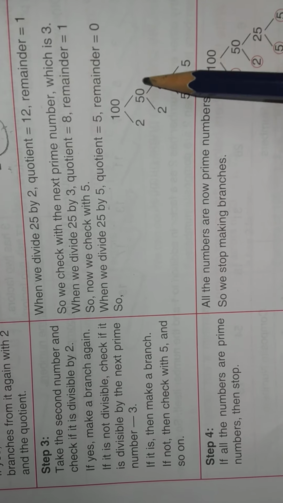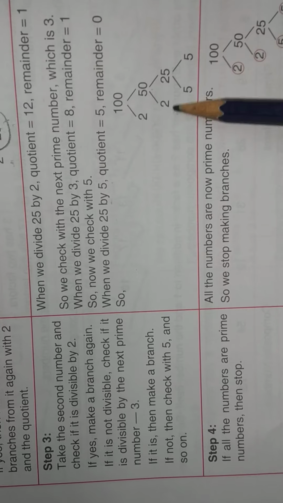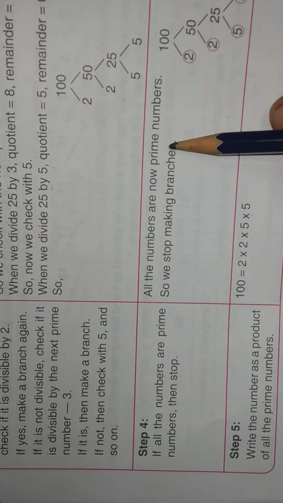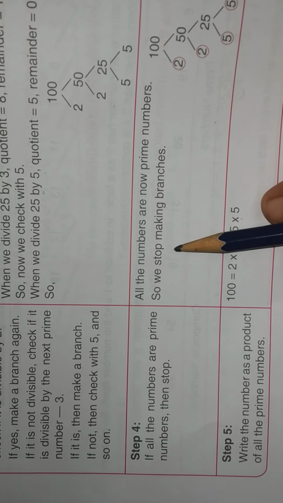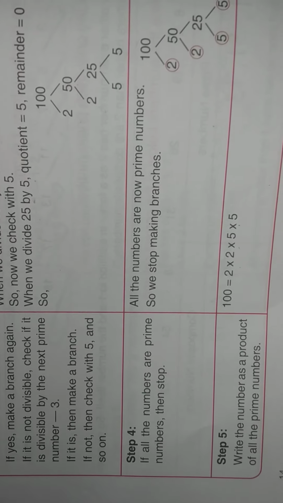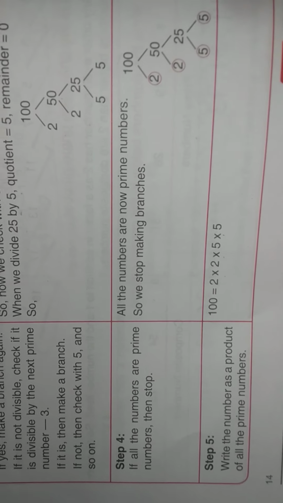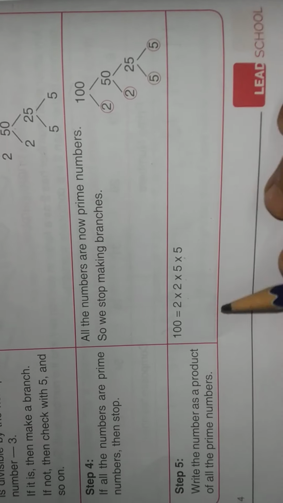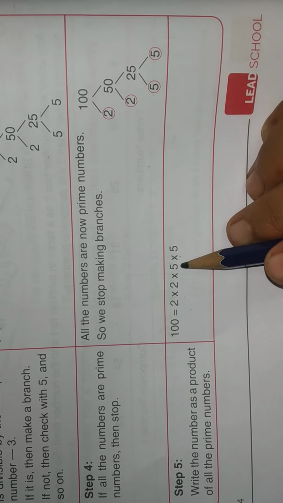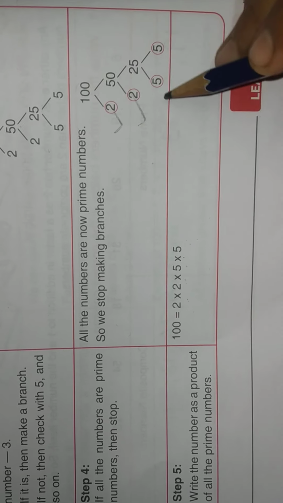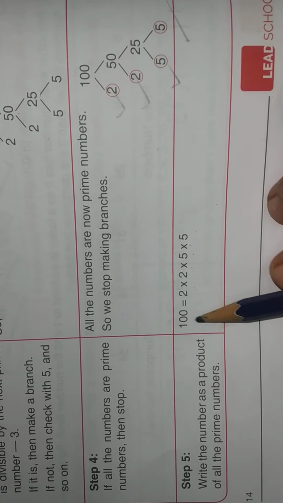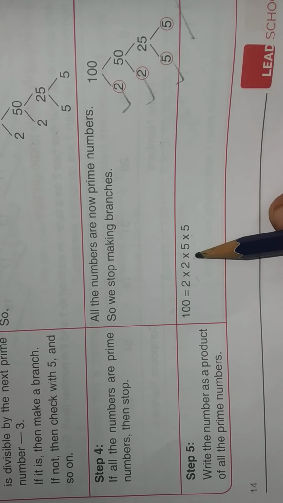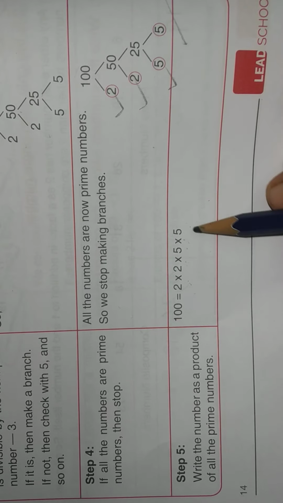So we have to write 100, 50 2s, 25 2s, and 5 5s, and 5 5s. So all the numbers are now prime numbers, so we stop making branches. Now which one is a prime number? So 100 is equal to 2 into 2 into 5 into 5. We have to write the answer 2 into 2 into 5 into 5. This is the correct answer.